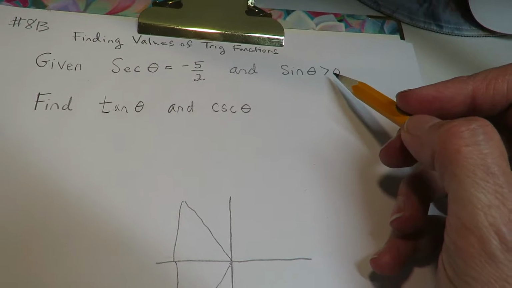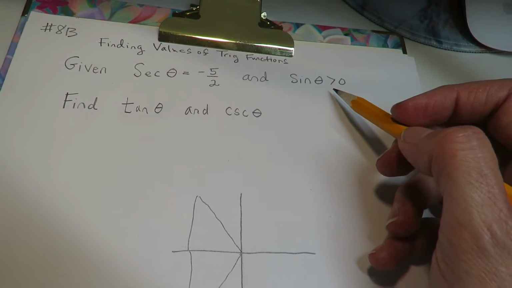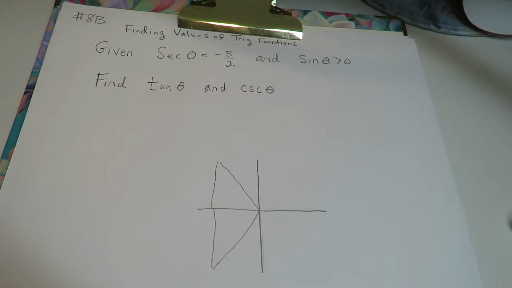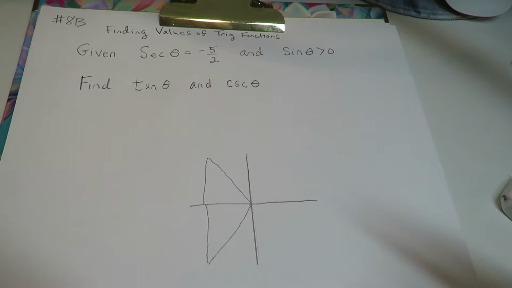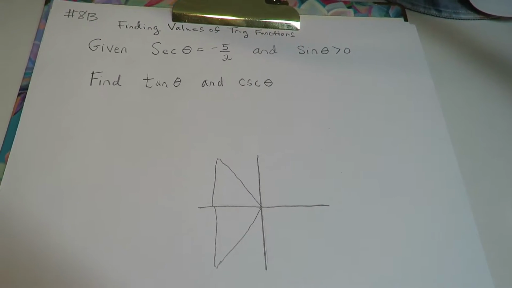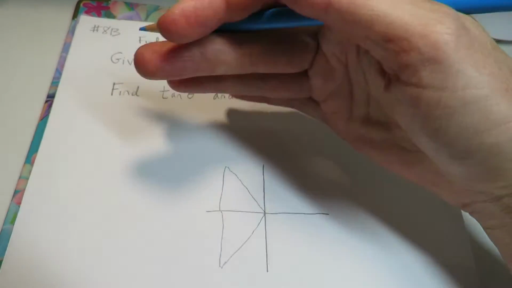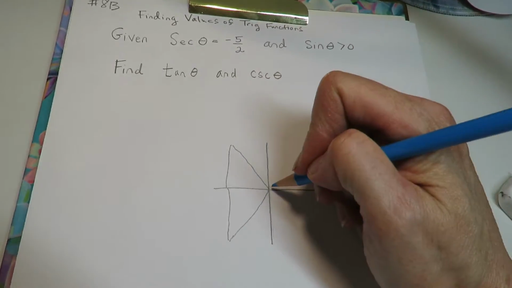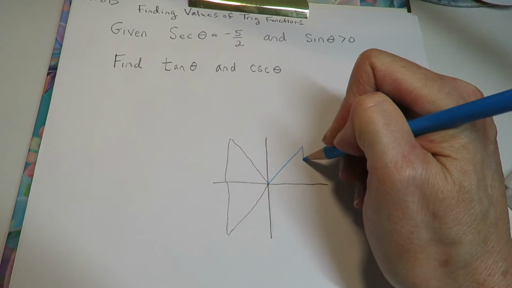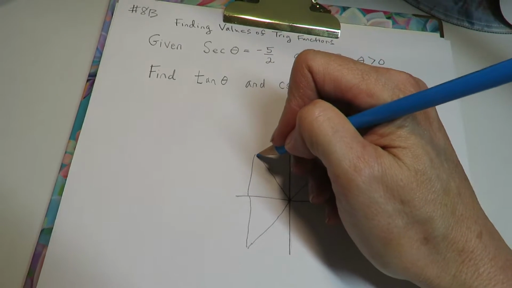Now we also need the sine to be positive. In what two quadrants is the sine positive? The sine behaves like a Y. So the sine is positive up, negative down. So the sine will be positive in quadrant 1 and in quadrant 2.